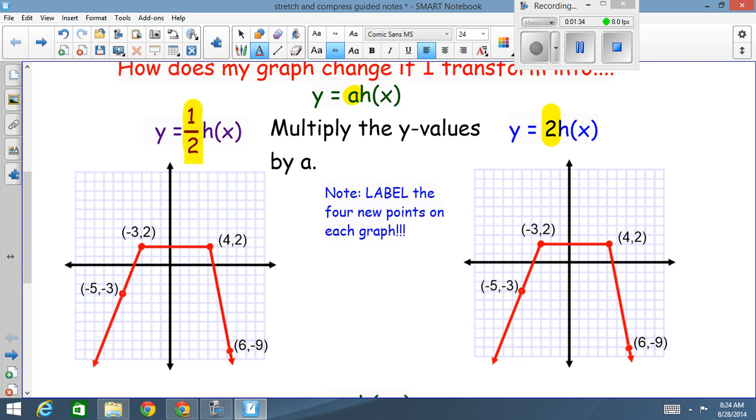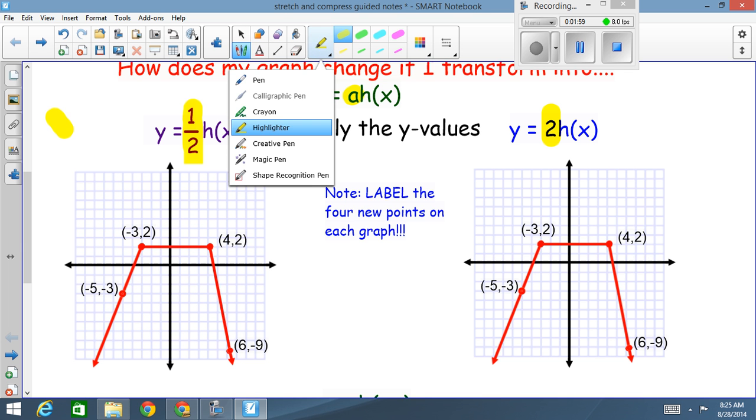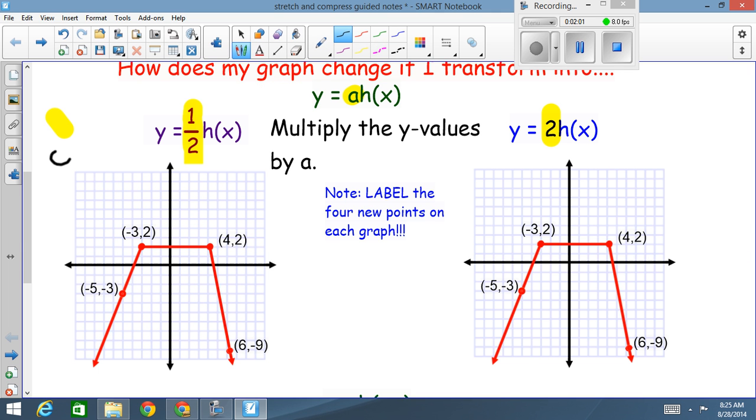So, looking at our first example here, we have 1/2 times h of x. And h of x is already on the screen there. So, in order to go ahead and perform this compression, this is called a compression. Anytime that you have a fraction being multiplied, this is going to be called a compression.